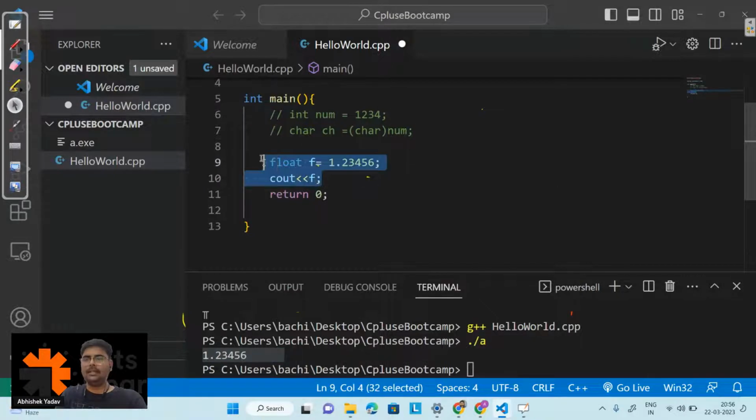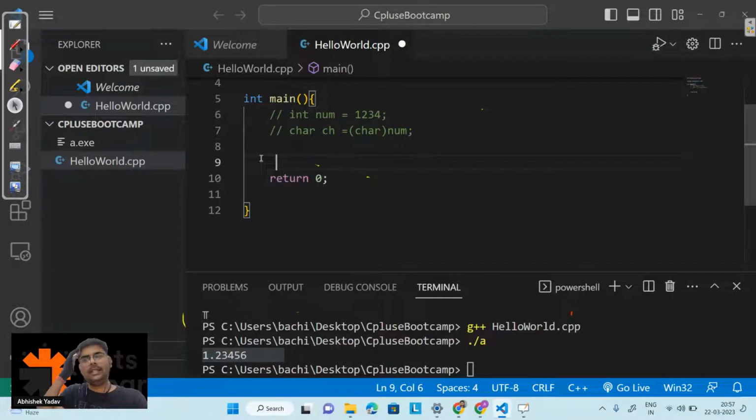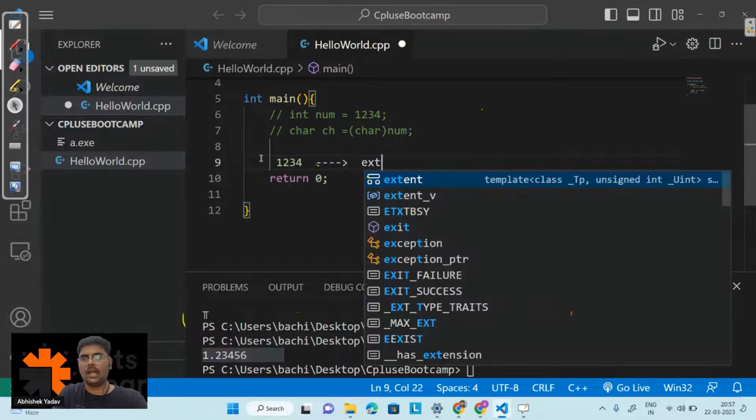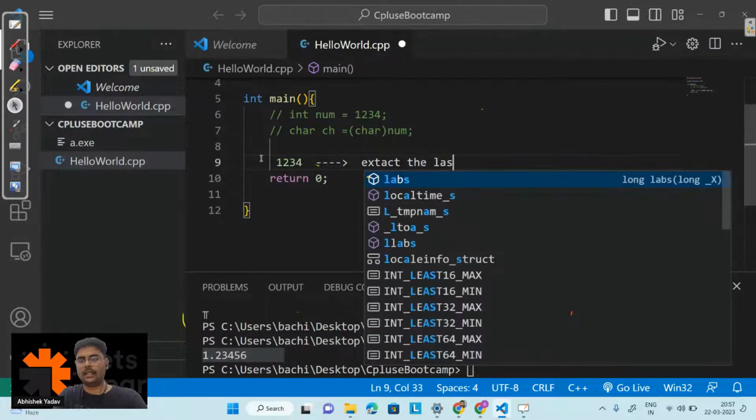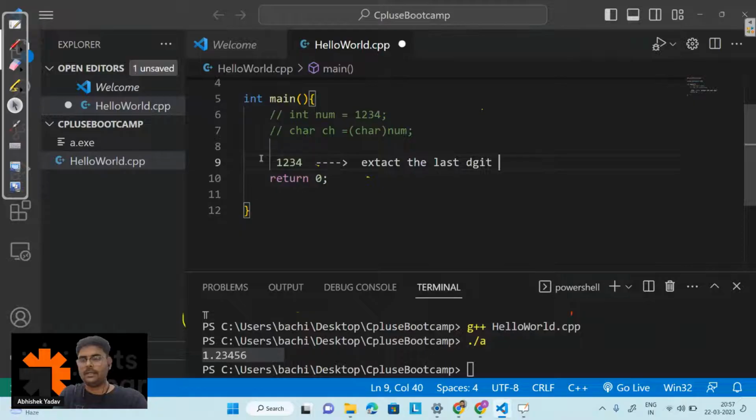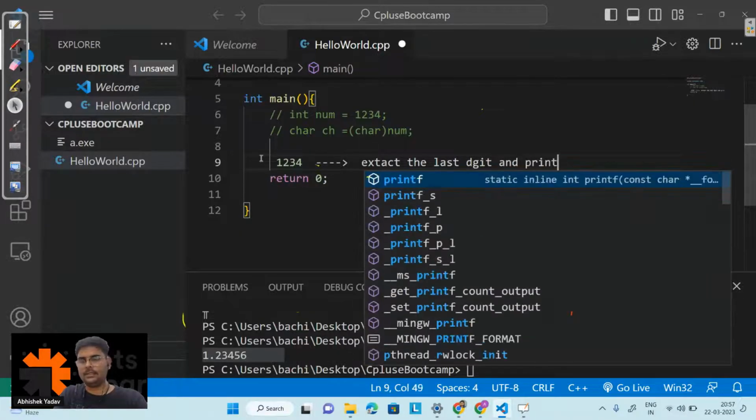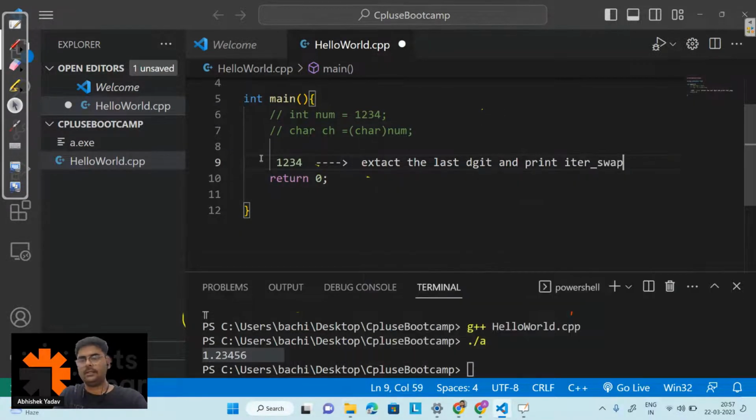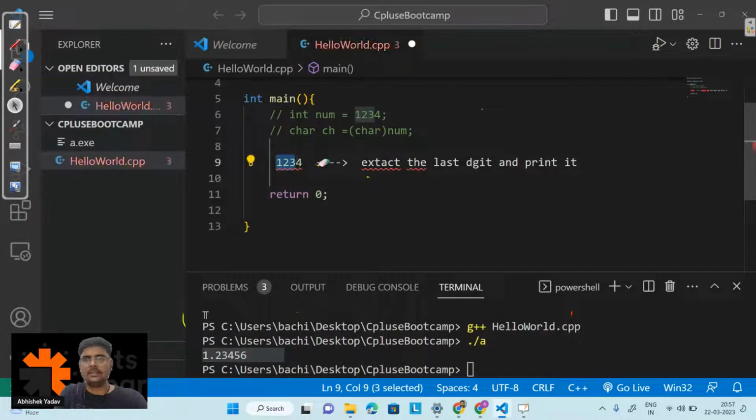Till that time, tell me, I have a number 1234 and I want to extract the last digit. How can I do that? Extract the last digit and print it. So for this one, the answer is what? I have the number 1234. The last digit is what? 4. So I want 4 on the output screen. Please write in the chat what will be the output. This is the last question, okay?